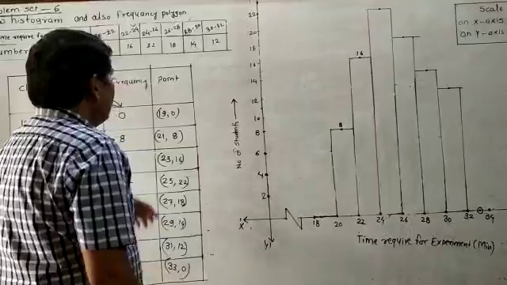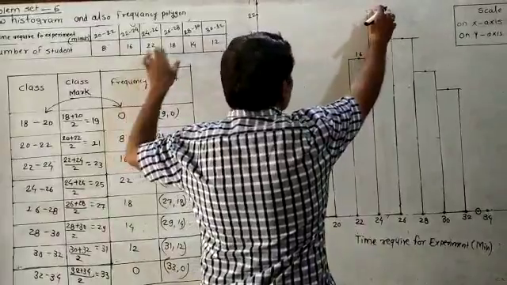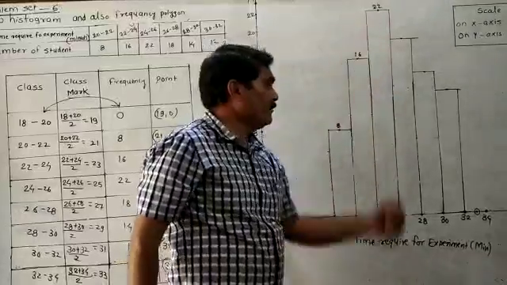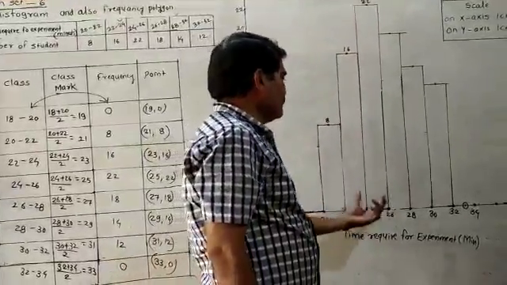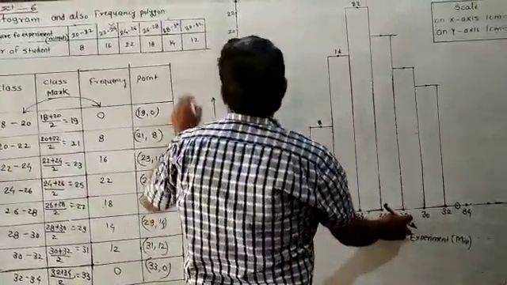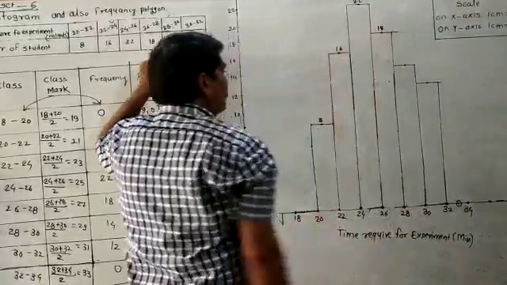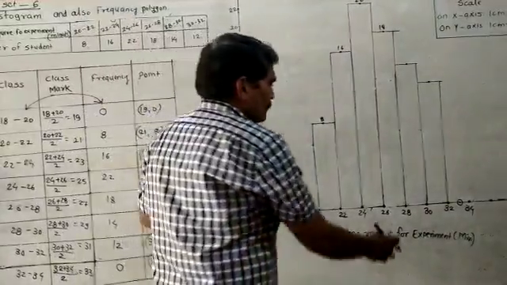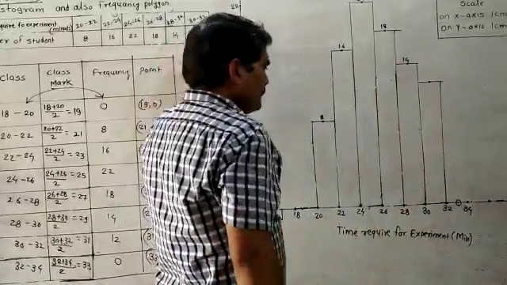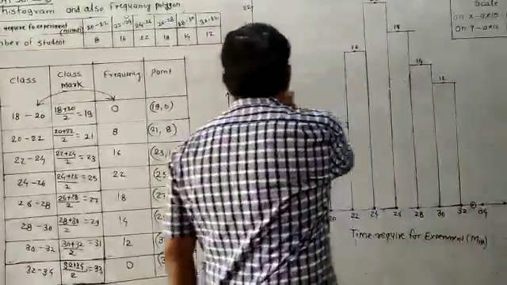Then next class, 24 to 26, frequency will come 22. Then next class 26 to 28, frequency is given 18. Then next class 28 to 30, frequency is 14. And next class 30 to 32, frequency is 12. Okay.